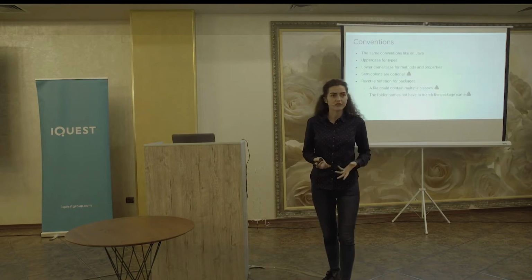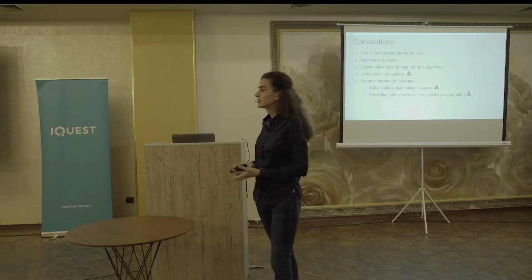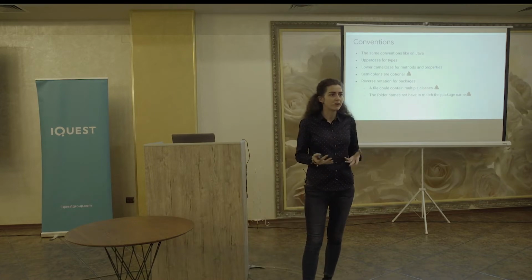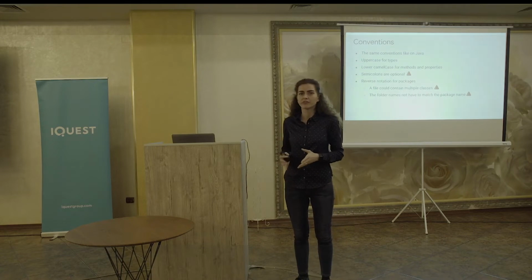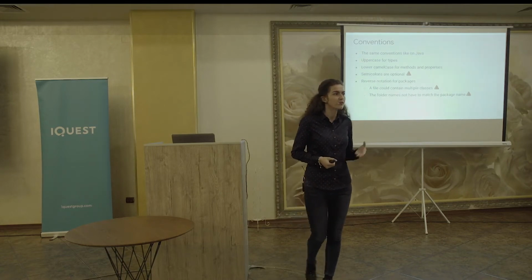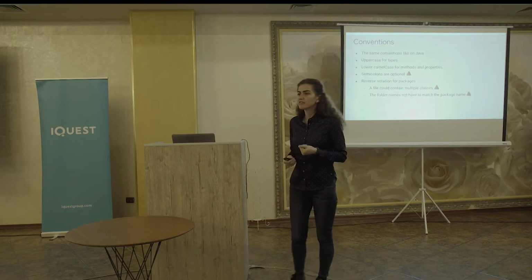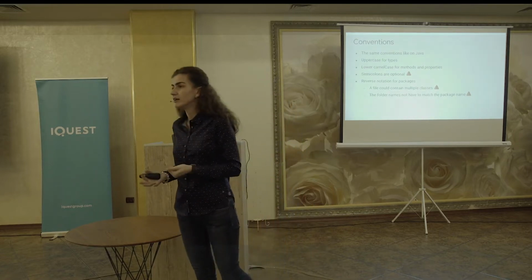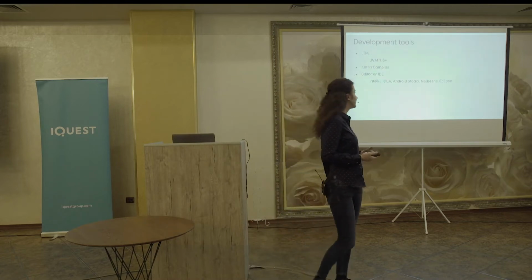In terms of conventions, we are able to use the same conventions like in Java. For example, for types we are able to use uppercase, and for the variables lower camel case. But there are also some specific rules in Kotlin. For example, the semicolons are optional. So we are able to write without semicolons at the end of the line. And other than that, the file could contain many classes, and also the name of the folder could be different than the package name.